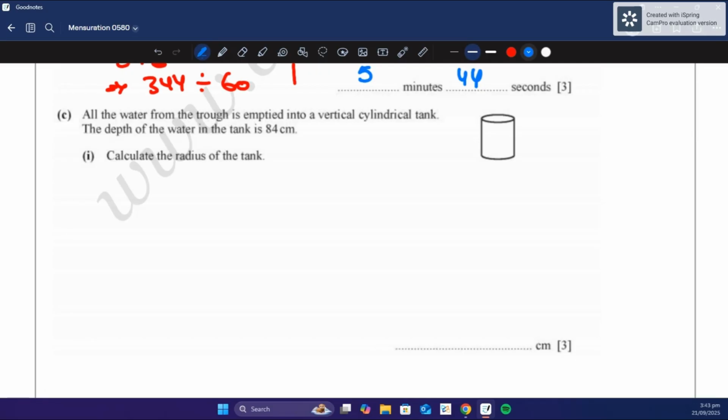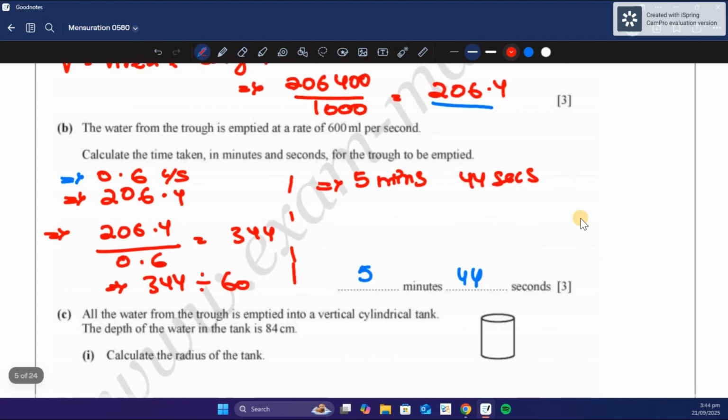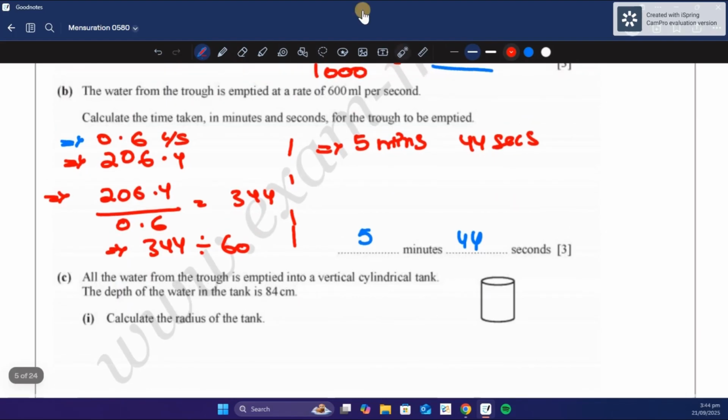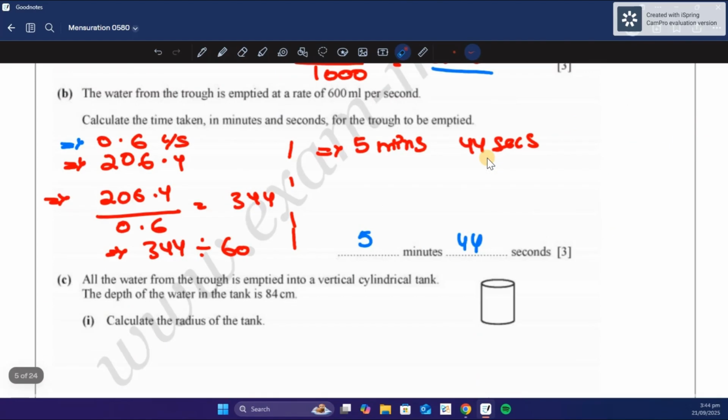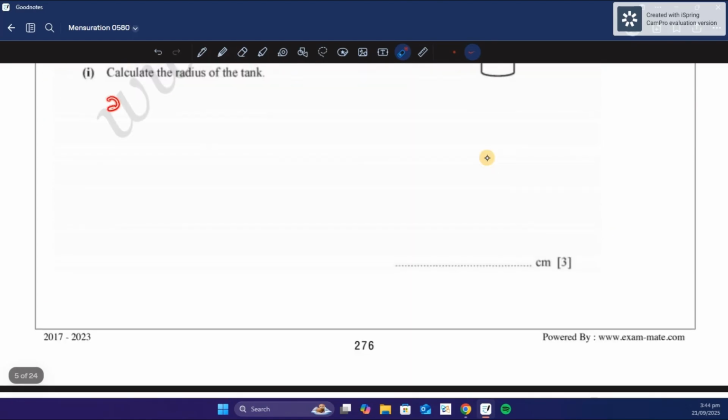All the water from the trough is emptied into a vertical cylindrical tank. The depth of the water in the tank is 84 centimeter. Calculate the radius of the tank. Okay, so we know that the volume that we have is 206 liters, or in centimeters, because we need to use centimeters over here. It is 206,400 centimeter cube. That is the volume of water that we have.